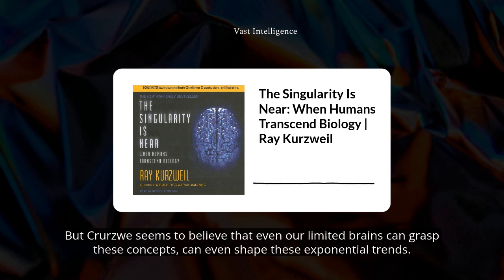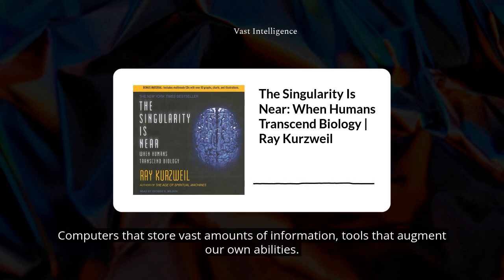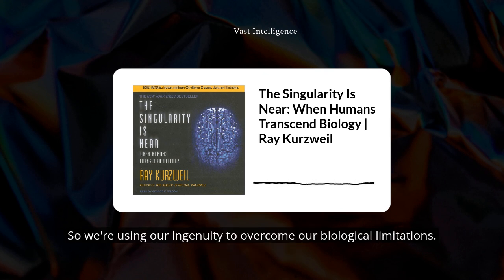But Kurzweil seems to believe that even our limited brains can grasp these concepts, can even shape these exponential trends. He does. He argues that we've already created machines that can perform calculations far faster than any human, computers that store vast amounts of information. Tools that augment our own abilities. So we're using our ingenuity to overcome our biological limitations.